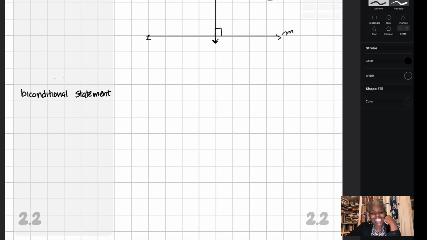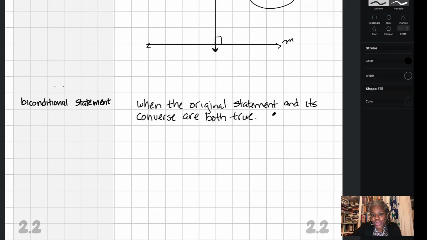This next phrase is a biconditional statement. A biconditional statement is when the original statement and its converse are both true. Remember that the converse is when you switch the hypothesis and conclusion. So if you can switch the hypothesis and conclusion in a statement and it's still true, then you have a statement that's biconditional.